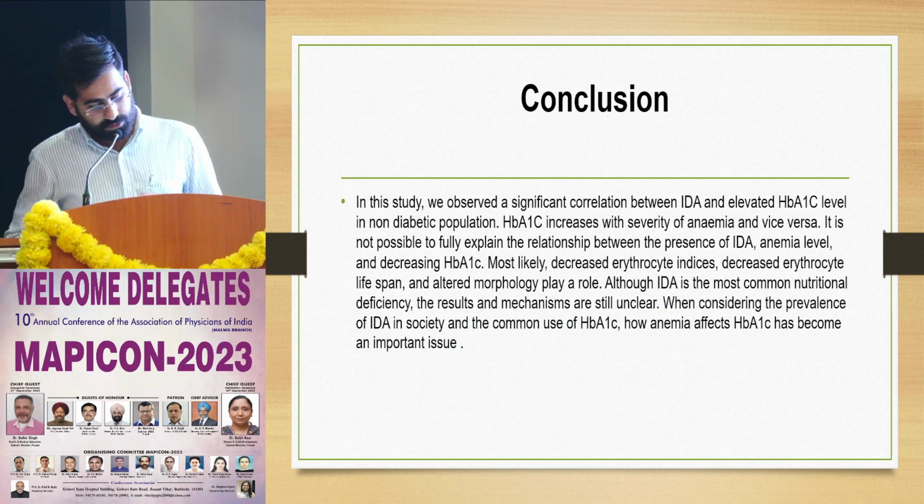Conclusion: in this study, we observed significant correlation between iron deficiency and elevated HbA1c levels in non-diabetic population. HbA1c increases with severity of anemia and vice versa. It is not possible to fully explain the relationship between presence of iron deficiency anemia and decreasing HbA1c. Most likely, decreased erythrocyte indices and decreased erythrocyte lifespan and erythrocyte morphology play a role.